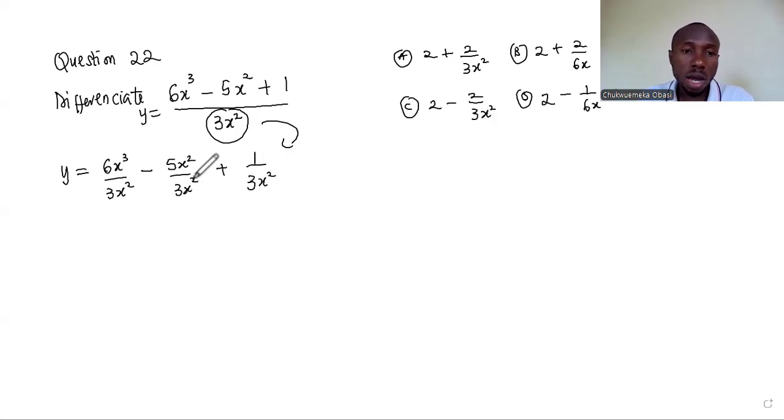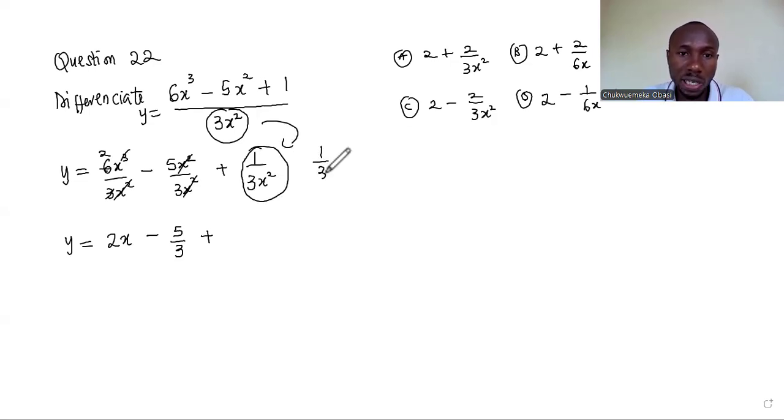Now, why do we have to do it this way? So that we can easily cancel out some stuff that is not necessary. So 6 over 3 is 2. So what is y now? y is simply 2x minus 5 over 3, and then plus this here, which is the same as writing 1 over 3 times 1 over x squared.